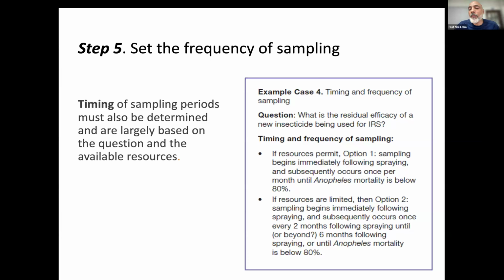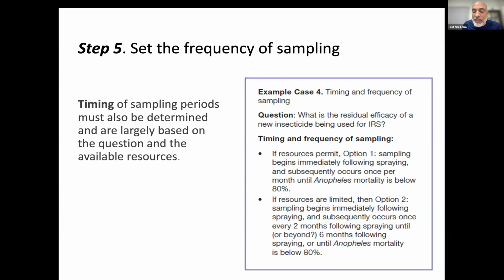And collect data every month. Every month, do cone bioassays on sprayed walls until 80% mortality, right, is achieved. Until the mortality is below 80%, as in less than 80% of the mosquitoes survive. But if you have less funds, what you can do is don't start immediately after spraying, but do it every 2 months or so, right?